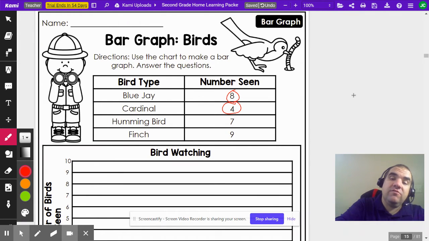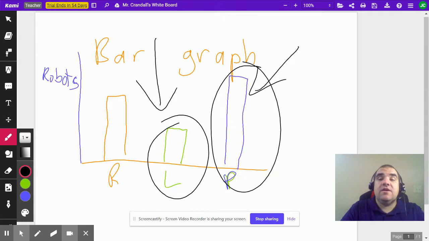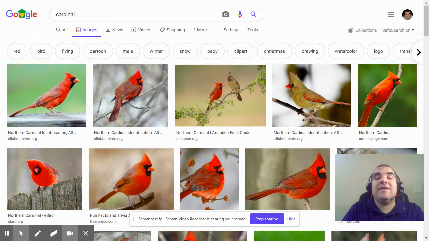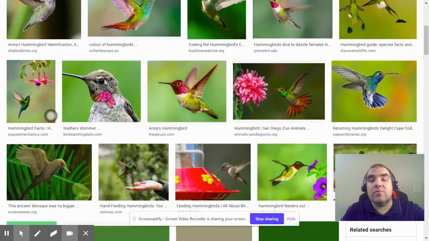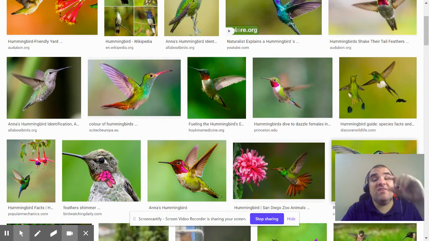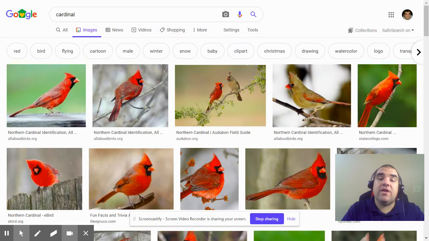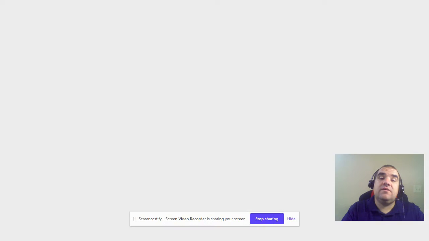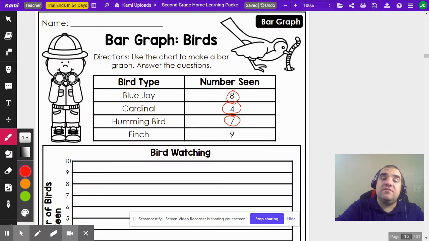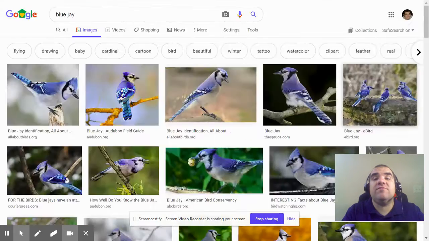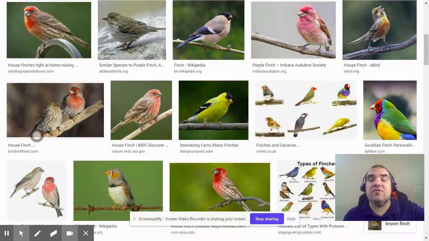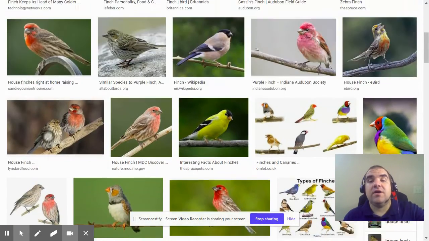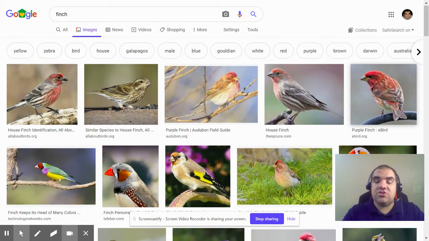We have hummingbirds, and there are 7 of those. And hummingbirds come in lots of different colors. There are just so many, and they're beautiful. And they're very, very tiny. So we had 7 hummingbirds and 9 finches. Just like hummingbirds, there are so many different kinds of finches. So I'm going to show you some pictures, but you can see that they all look different. They're all very tiny, but they are all finches.